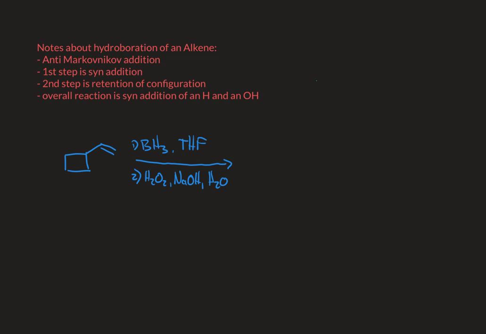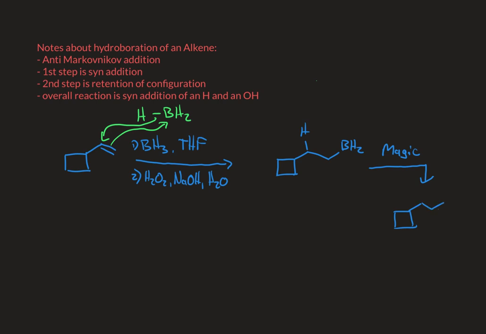Let's take a look at one more example. And so here's an alkene and BH3. And we're going to do syn addition across that carbon-carbon double bond to give this. And that's really the only part of this mechanism I want you to know. The next step is just magic. And it's going to give you the anti-Markovnikov addition of water across that alkene.